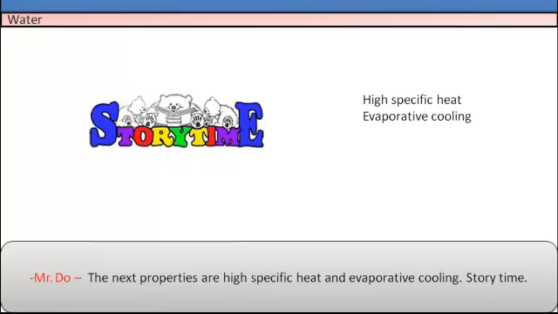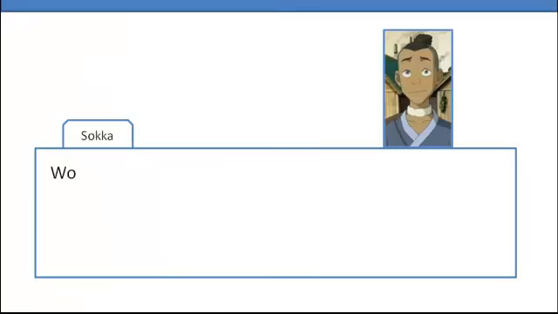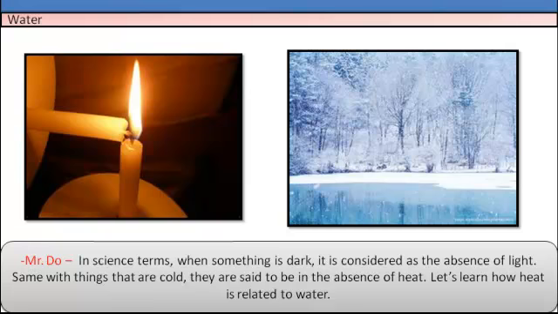The next properties are high specific heat and evaporative cooling. Story time! In science terms, when something is dark, it is considered the absence of light. Same with things that are cold, they are said to be in the absence of heat. Let's learn how heat is related to water.